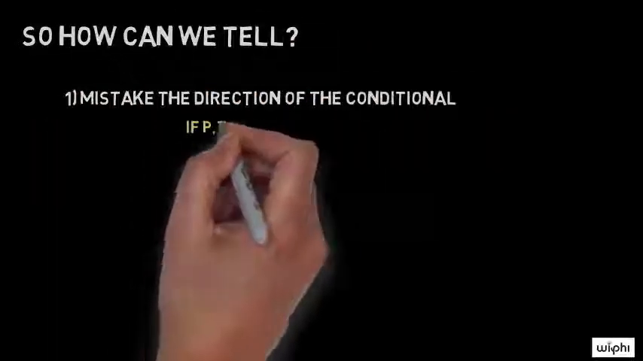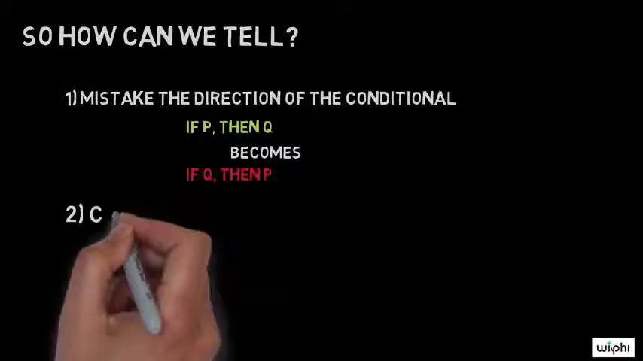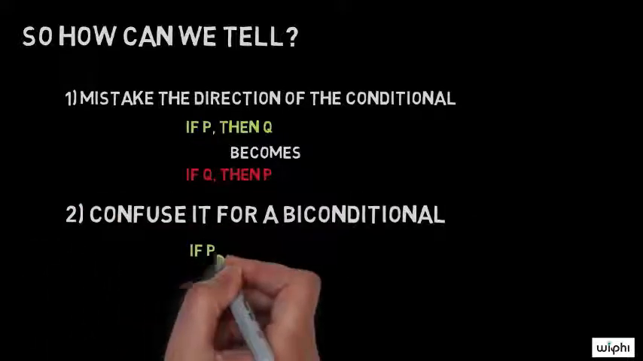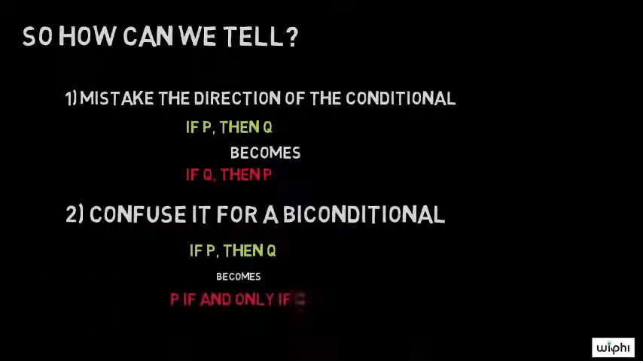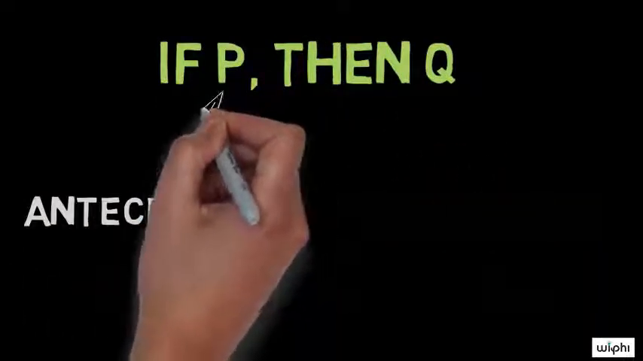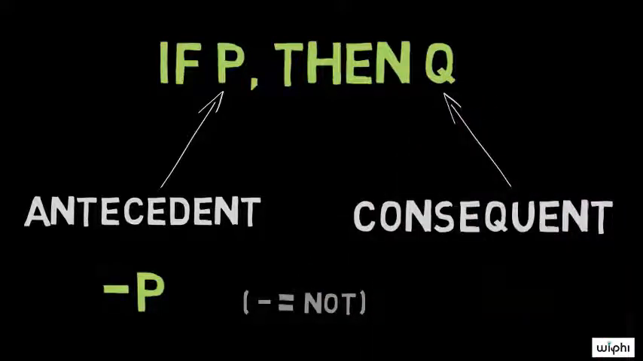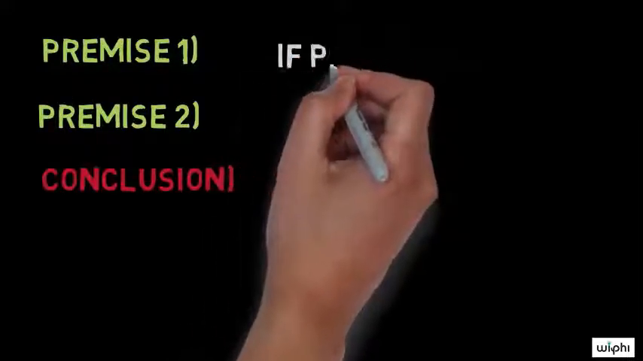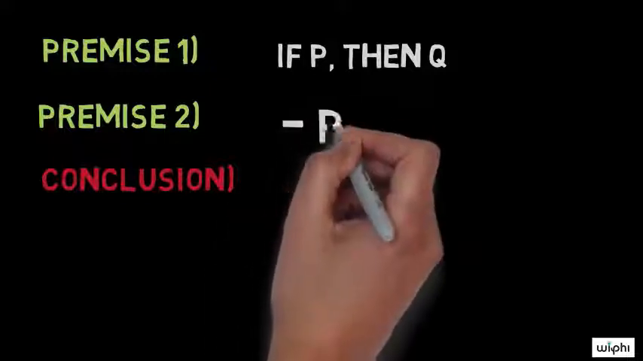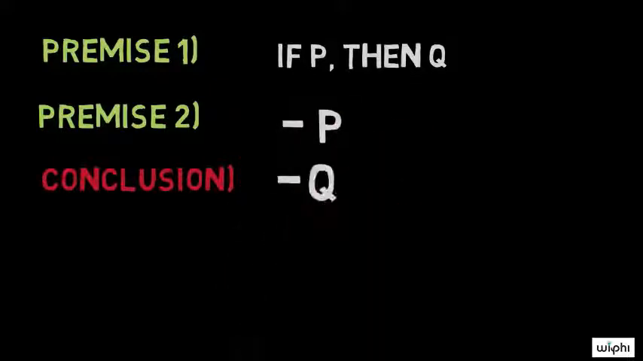So how can we tell when the fallacy of denying the antecedent occurs? Well, it happens when we mistake the direction of a conditional or confuse it for a biconditional. And it starts with the denial of a conditional statement's antecedent, then concludes the denial of its consequent. The logical form of arguments that commit the fallacy of denying the antecedent will look like this. If P, then Q, not P, therefore not Q.